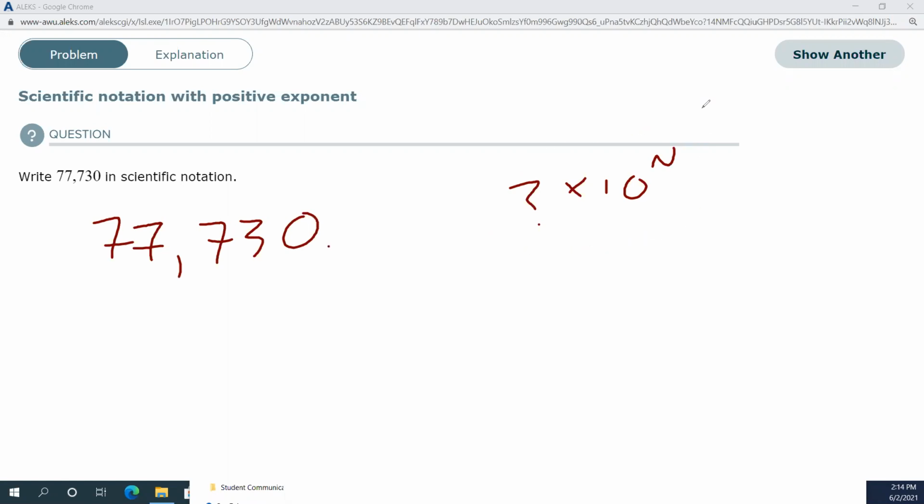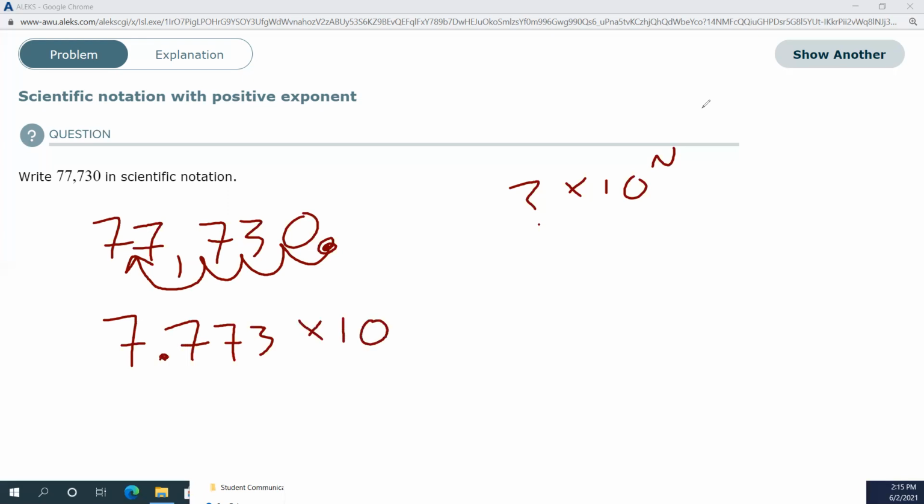So I need to take the decimal point and move it either left or right. Well, to get a number between 1 and 10, I got to go left. That's not far enough, nor is that, but that is putting us at 7.773, and you don't need the zero, times 10 to the, let's see, how many bumps are there? 1, 2, 3, 4. So times 10 to the fourth.